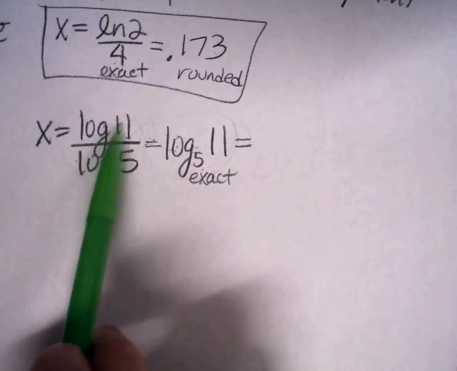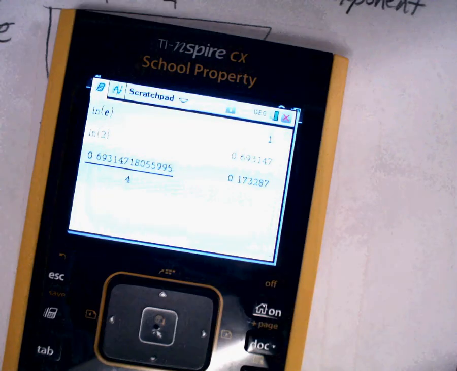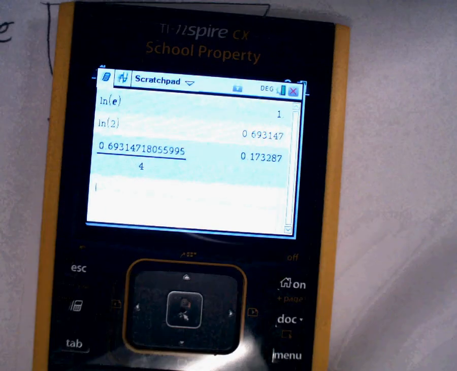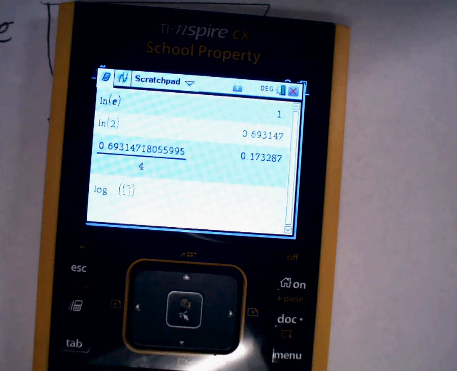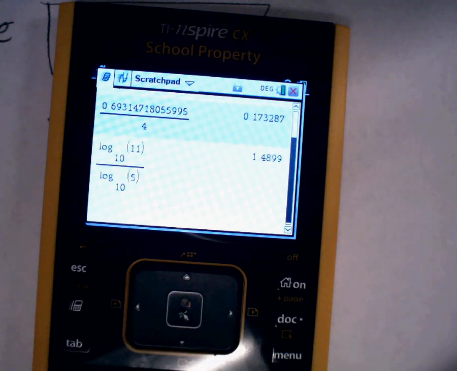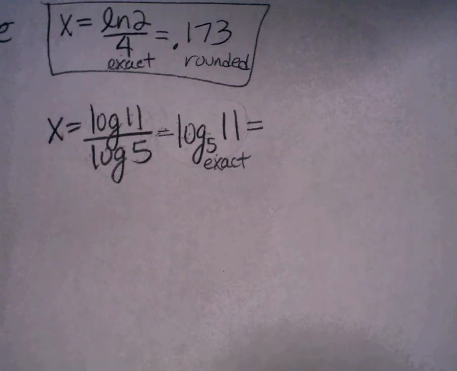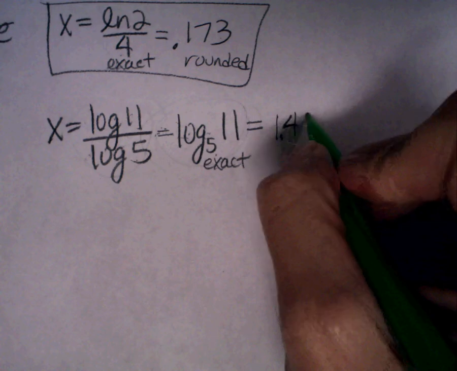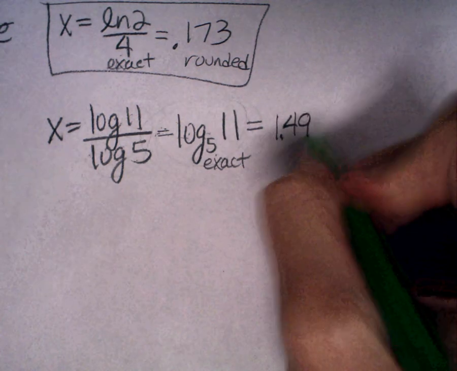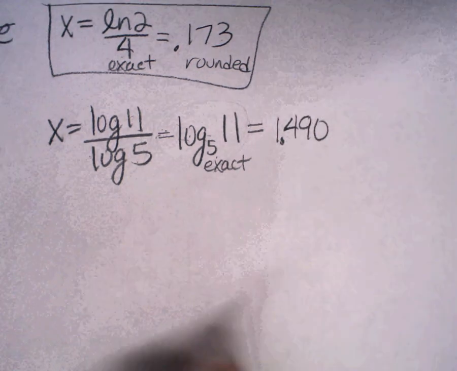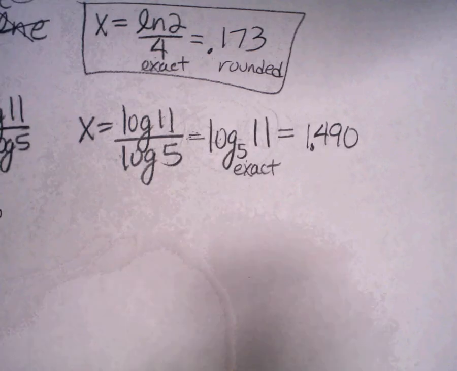Alright, so in order to type it in, I'm going to type log 11 over log 5. So I grab my calculator. Now, in that case, both bases are 10. So log base 10 of 11, divided by log base 10 of 5. Okay, and that's the approximate. So that would be 1.490, three places past the decimal.